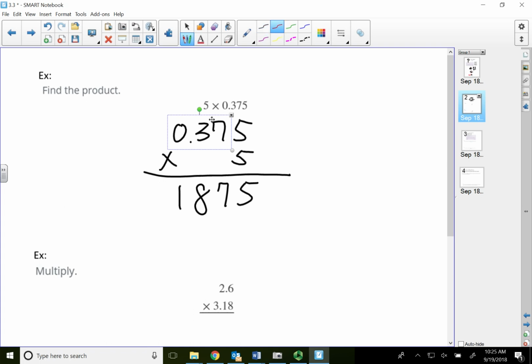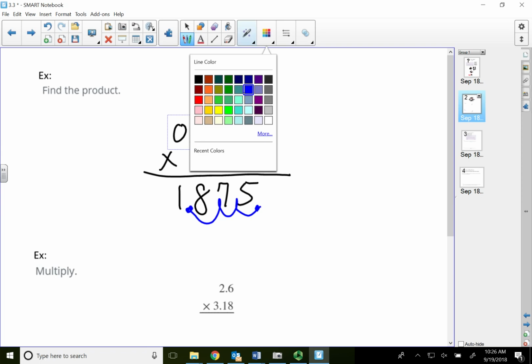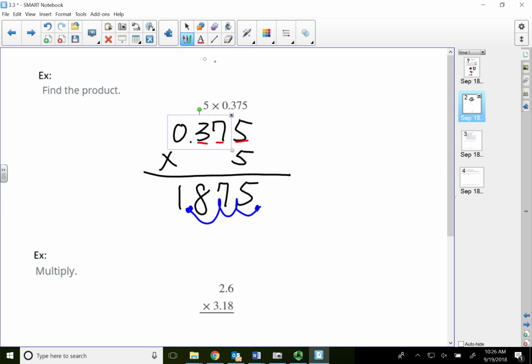All right. Only the 0.375 has decimal places, 3 of them. So let's count backwards, okay? It's supposed to be behind the 5. So if we count backwards 3 places, that will be 1, 2, 3. So my decimal place actually needs to be between 1 and 8. So my answer, 1.875.